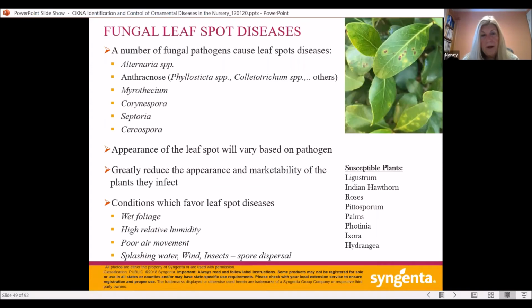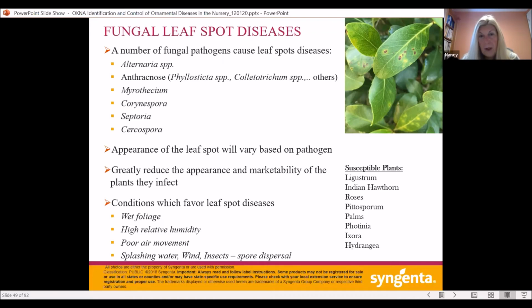So there are a number of fungal pathogens that can cause leaf spots. I have some listed here, but it's really impossible to go through all of them. This is Entomosporium getting started on India hawthorn. The appearance, again, will be based on the pathogen and the crop. The important thing to remember is that the conditions that favor leaf spots are really wet foliage and high humidity.